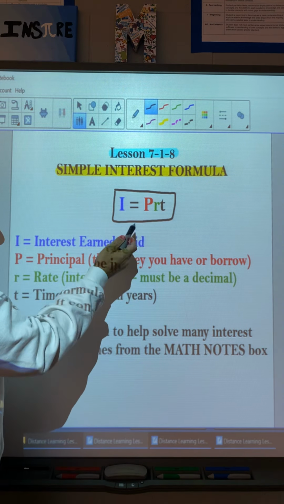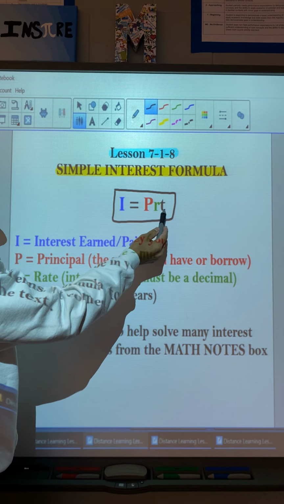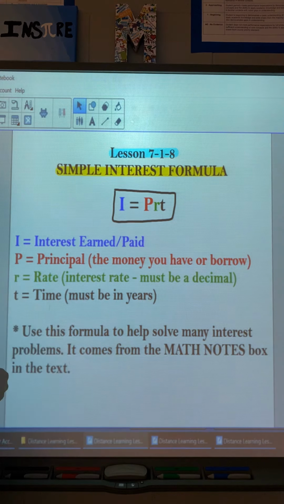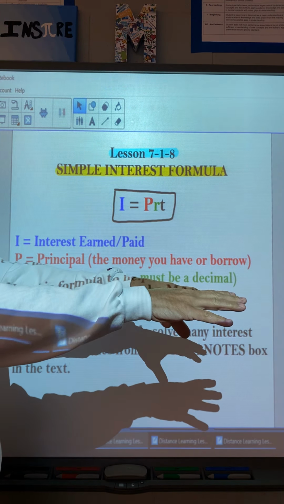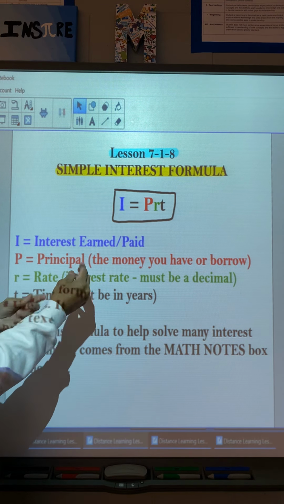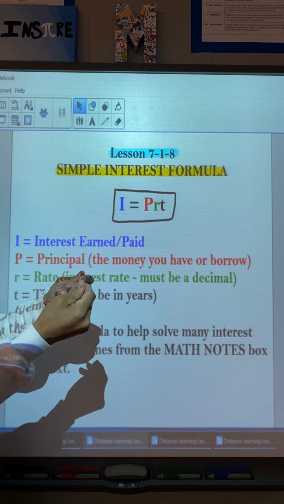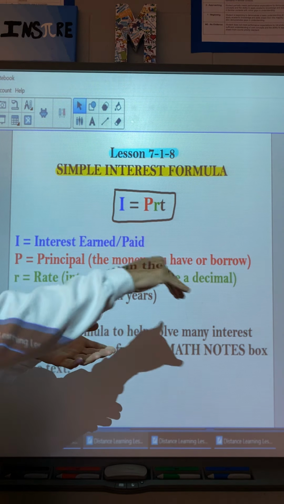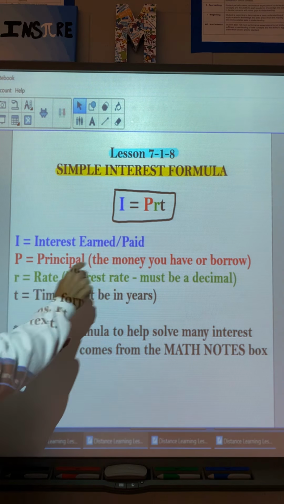Okay, this is a big deal. I equals PRT. I is your interest that you're either earning if you put money in the bank, or you're paying if you borrowed money from the bank. So that's the interest. The P is the principal. That's the money that you borrowed from the bank, or the money that you got from all your birthdays and you put into the bank. So that's the P, the principal.